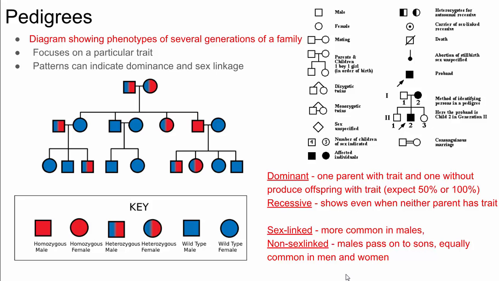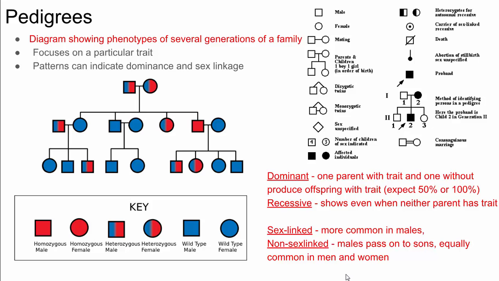So in some of these we just use squares and circles. Squares for males, circles for females. We shaded in the symbol if they had whatever trait we were studying. What do you think these half shaded in are? Carriers. Yeah, those are carriers. They're people that are heterozygous for whatever trait we're looking at.